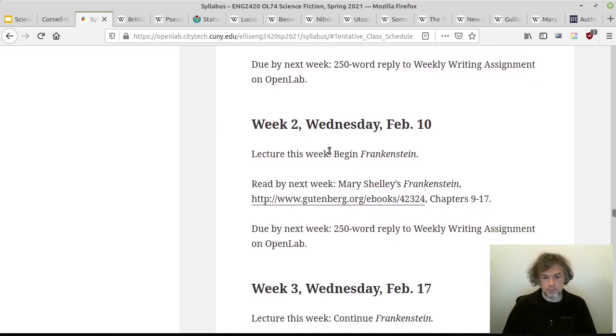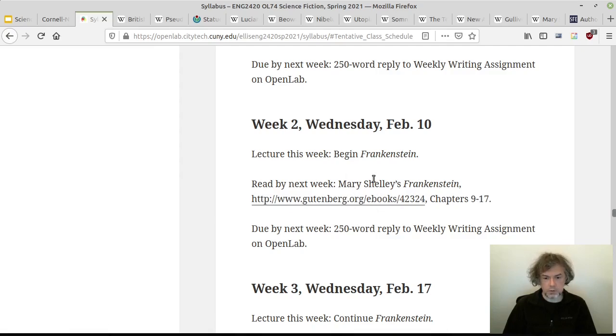Now for this week, we're going to begin talking about precursors to science fiction and the very beginning lectures on Frankenstein. For next week, make sure that you are keeping up with the reading as much as you can and read chapters 9 through 17 in the Project Gutenberg edition.